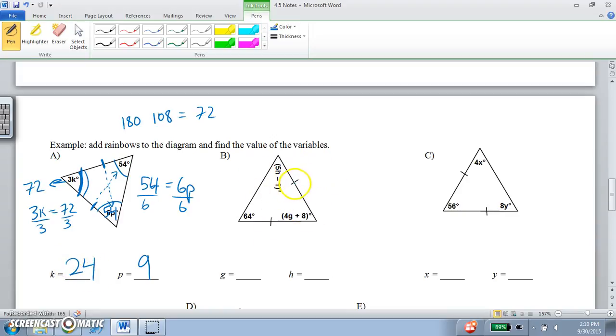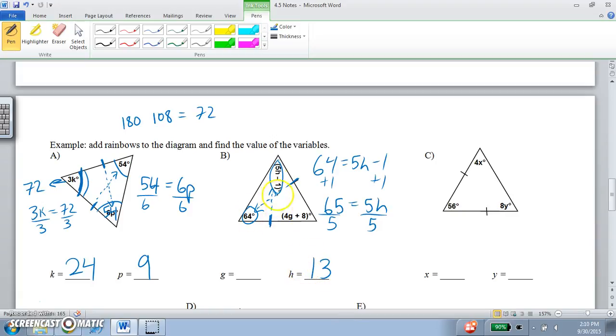Same thing for this one. So we've got these two sides are congruent, which means this angle across from this side and this angle across from this side are congruent. So 64 equals 5h minus 1. We add 1 to both sides. 65 equals 5h. Divide by 5. That gives us h equals 13.